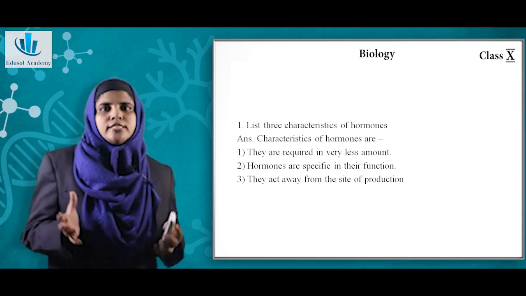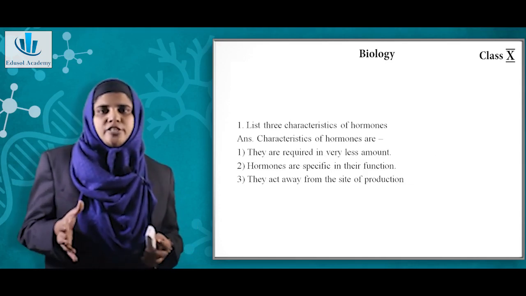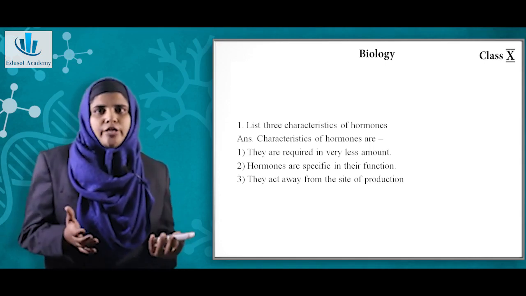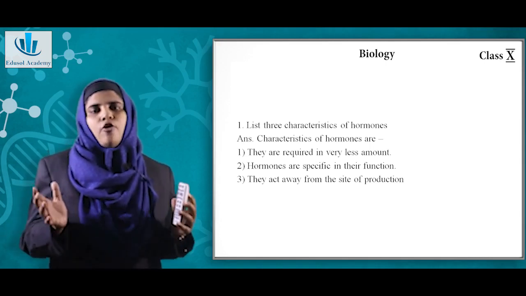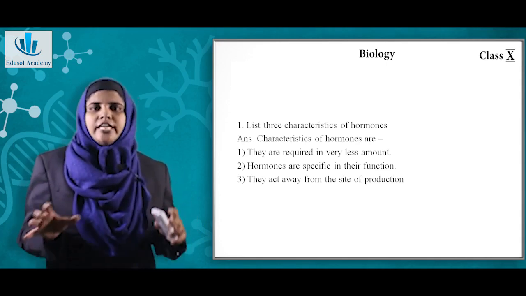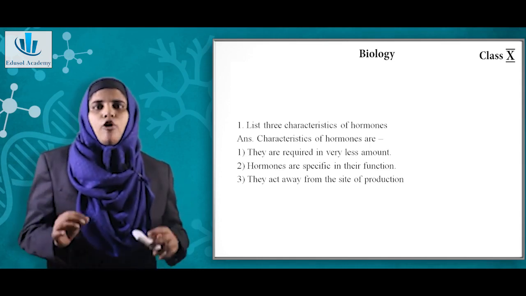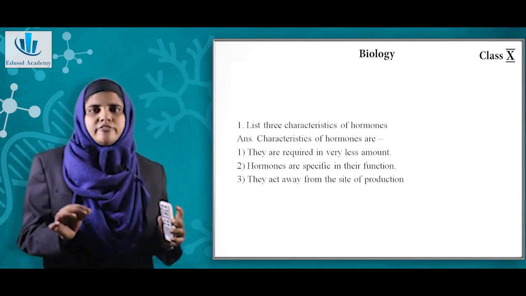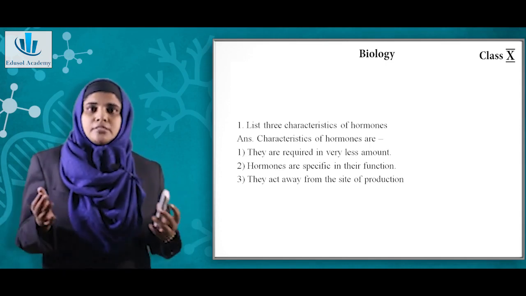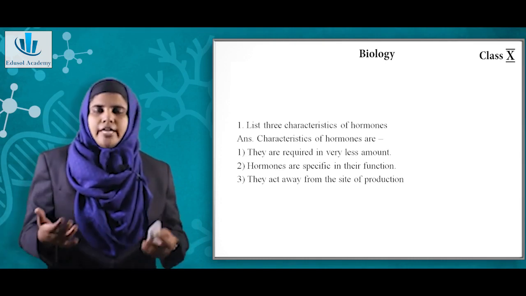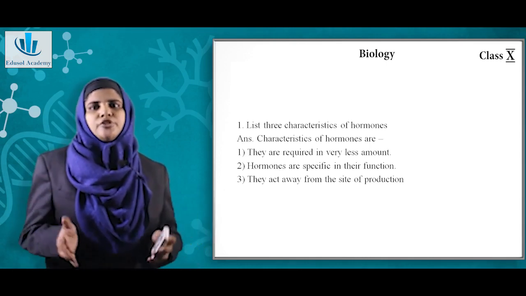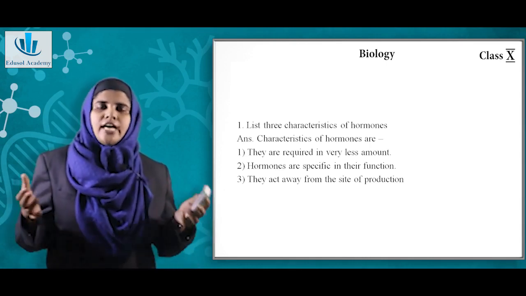So the hormones are secretions secreted by specialized cells called the endocrine glands. So the chief characteristics of hormones are they are required in a very small amount to have an effect on a particular organ. Now hormones are very much specific in their function. You must have seen that adrenaline has a specific function, thyroxine has a specific function, testosterone or estrogen, they have their respective functions. So hormones are specific in their function and they act away from the site of production.